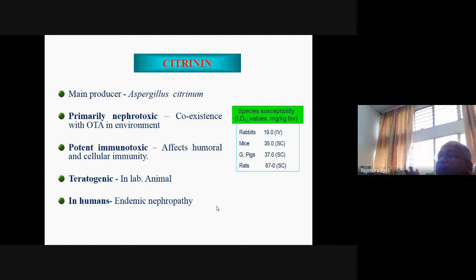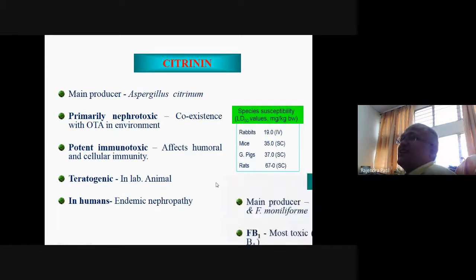And that's why you may not get a clear pathology of the toxin in the field, and that's why natural mycotoxicosis in animals or even in birds is very difficult to diagnose on the basis of the pathology. Then it is also teratogenic, and it is causing endemic nephropathy.